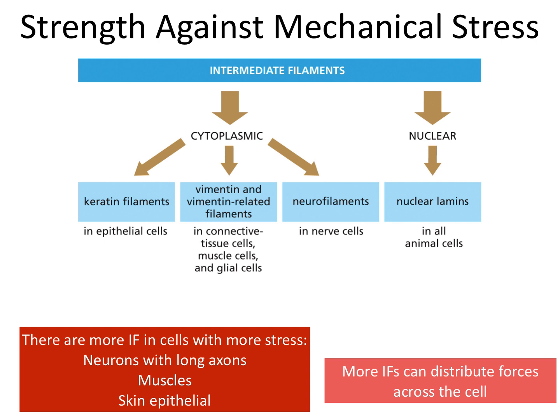So neurons that have long axons, obviously it needs a lot of stability. So you have neurons that are a meter long. That's phenomenal. Muscles withstand a lot of physical stress. Skin epithelial cells, anything that really is exposed to the outside world, obviously is going to come in contact with more mechanical stress. A network of intermediate fibers helps dissipate that mechanical stress by distributing forces across the whole cell.